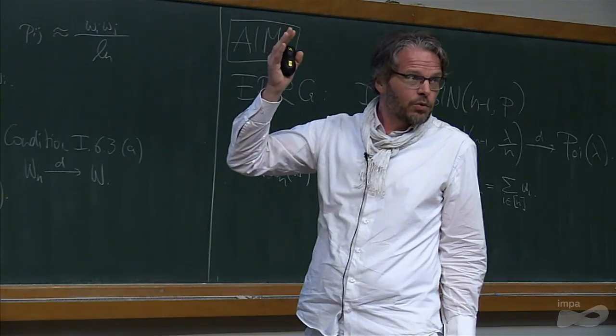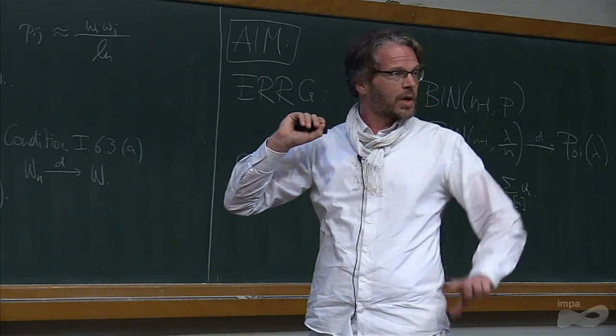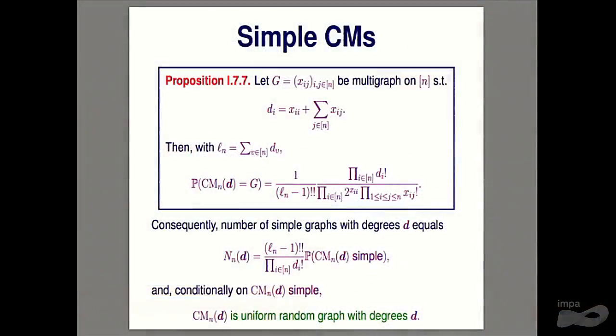So it must be equal to 1 over the total number. So I can invert and say that this number is the same as this object, where I crossed out those because the xi's were 0 and the xij's were in between 0 and 1, and I get this formula for the total number of graphs with the given degree distribution.